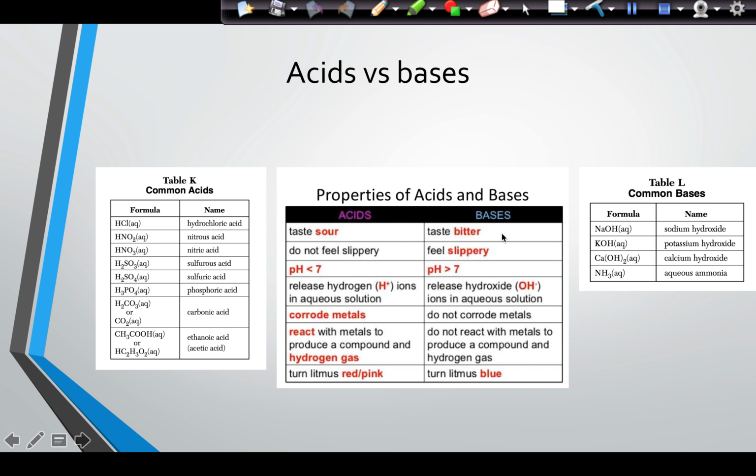Bases tend to taste bitter. They tend to feel slippery. They have a pH greater than 7. They put hydroxide into solution. They don't corrode or react with metals, and they turn litmus blue. Acids tend to have H's in the front or COOH at the end, and bases tend to be a metal in front of OH.